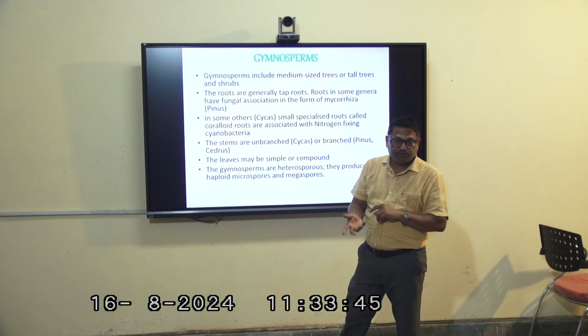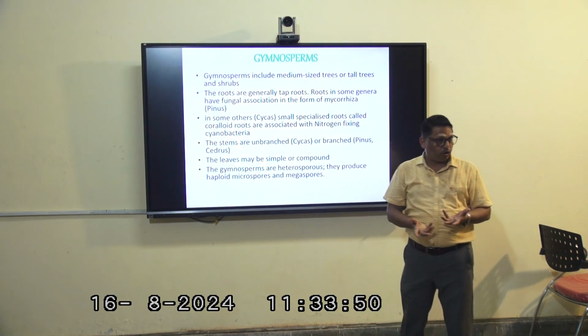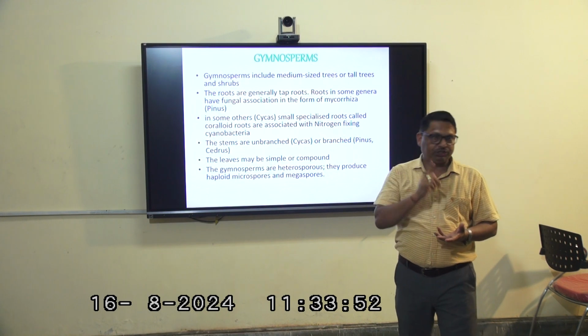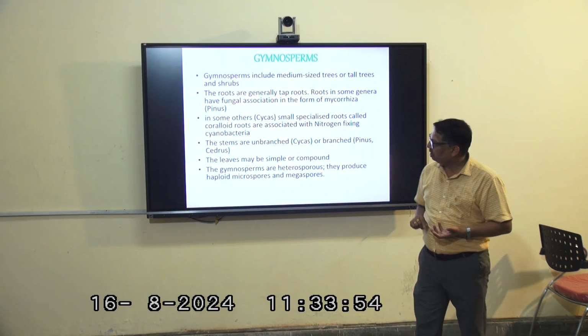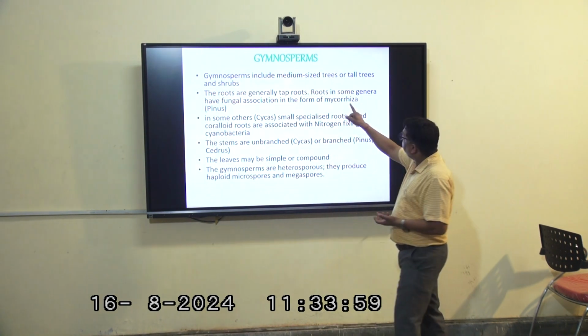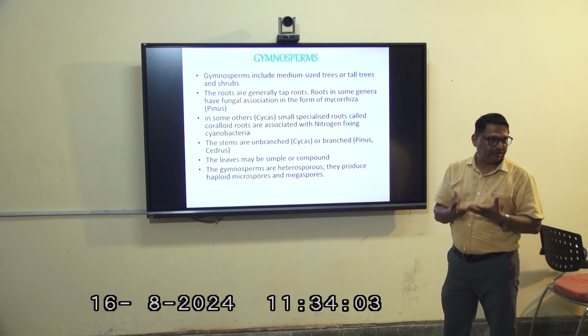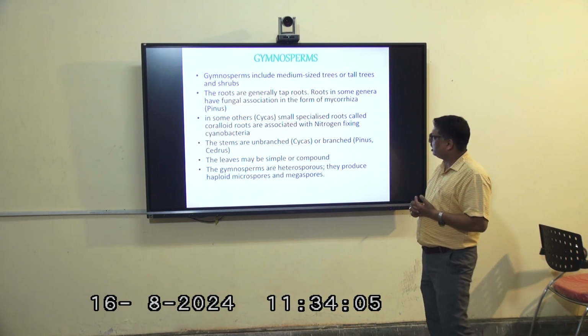What are the particular characteristics? What are the specialized structures they have? Why the so-called complex structure? This question arises. This is the example and this is the answer, because gymnosperms include medium-sized trees and tall trees. Most commonly, shrubs and trees are the category of such plants.